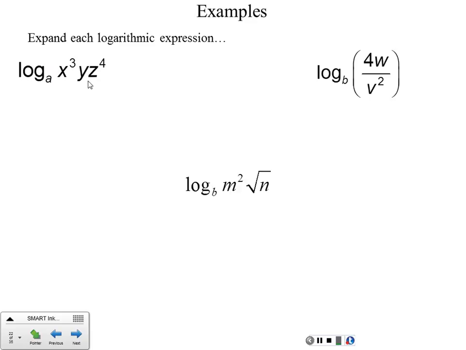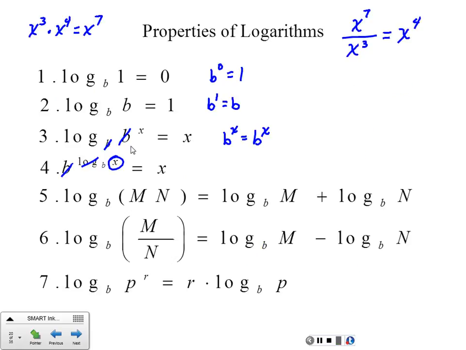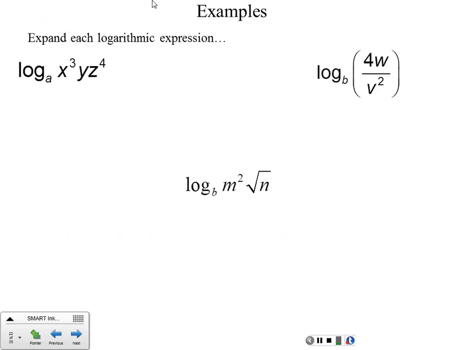So how do we change a product? What is the product going to go to? Addition, right? All right, so for this one, we're going to have log base a of x cubed plus log base a of y plus log base a of z to the 4th. So let's see how many of you are listening. Is this the correct answer? Yes or no? Why?